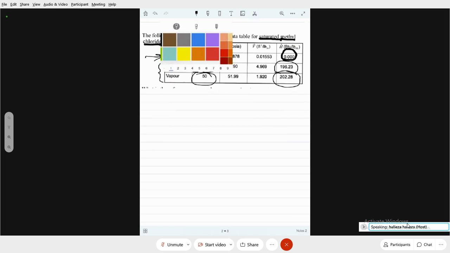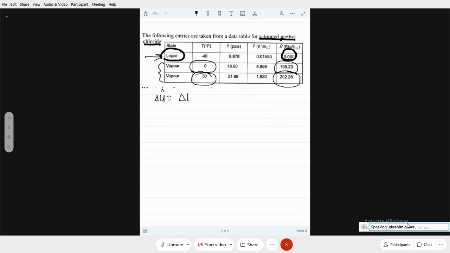Now we can solve the second part. We need to solve delta U, the difference in internal energy. Anybody know how to calculate this? Use the formula delta H equals delta U plus PV, and solve for delta U. Okay, good. That's the formula for the calculation of internal energy. No, that's wrong because of the sign. It should be minus.